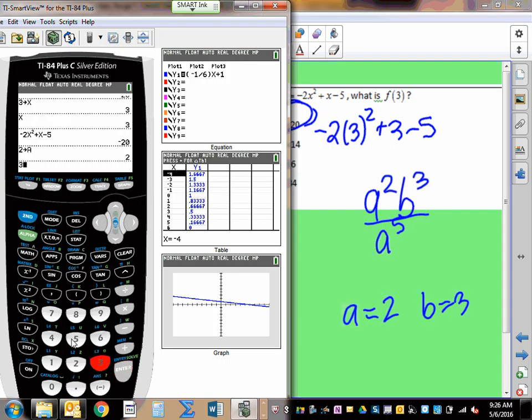So I would pick 3, store, for alpha, B. Now anytime I punch in B, it's going to know that's 3. So then I could just literally type into my expression here, A squared, so alpha, A squared, and then alpha B cubed. Oh, need that to actually be cubed.